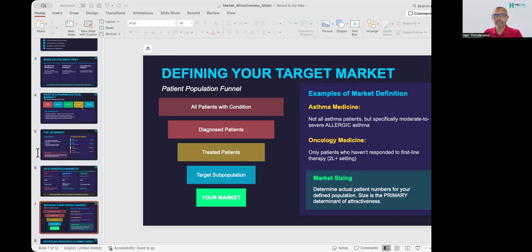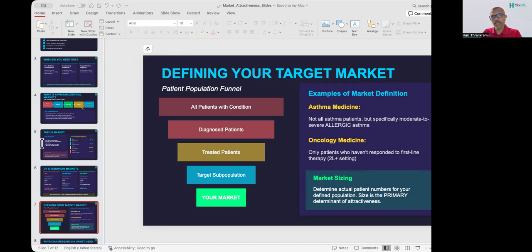And that's an essential part of market sizing. Market size is usually the primary determinant of attractiveness. A larger patient pool generally means more revenue potential. The exception is rare diseases, where small markets can still be highly attractive because of the premium pricing that's possible, because of the orphan drug incentives.